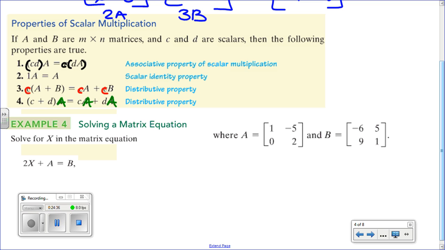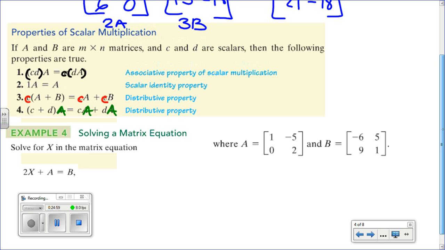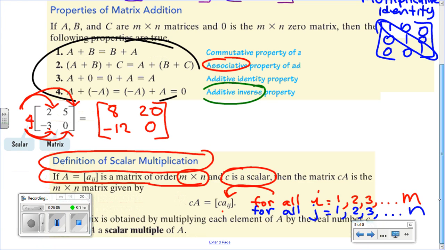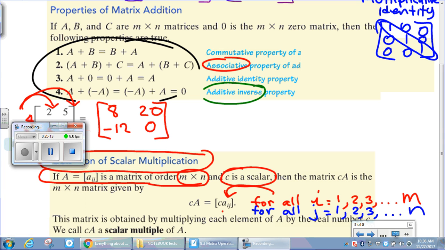What happens if you have a scalar of 0? Then your multiplication will give you the 0 matrix. Actually, let me see how they define scalar. It's just a real number, so it could be 0. You will just get the 0 matrix.